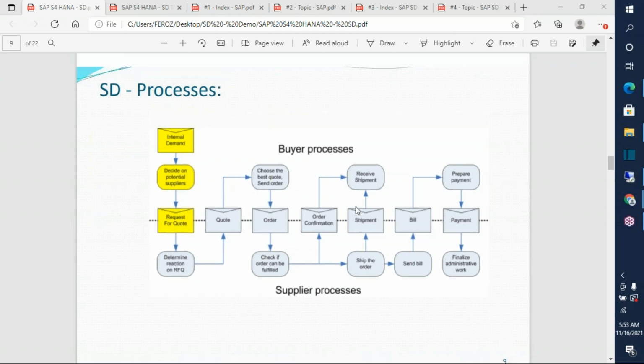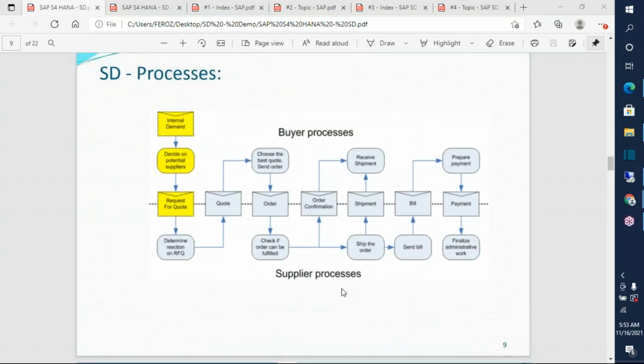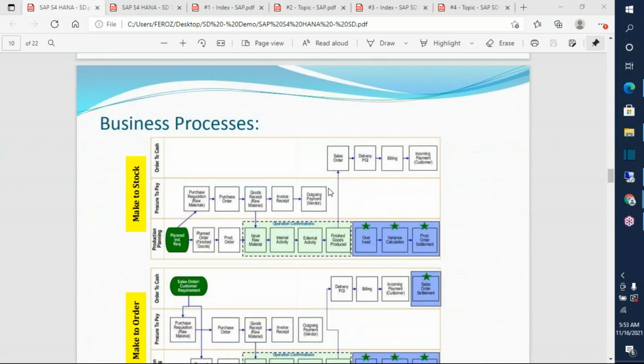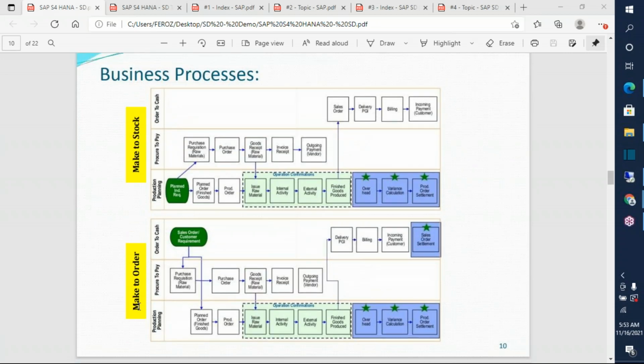As you can see here, for this order to cash process, we have the buyer processes and the supplier processes. In the supplier processes, we have order to cash, and from our customer's point of view, this is the buyer process, in this one. This is from the customer's point of view. Okay. So if we look at different business processes here, the make to stock, right?